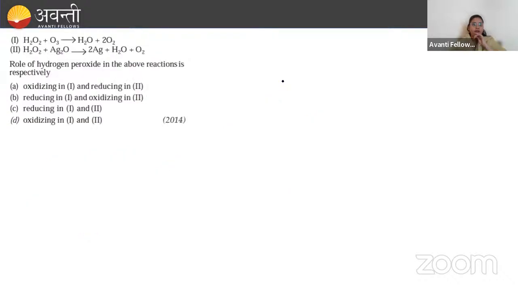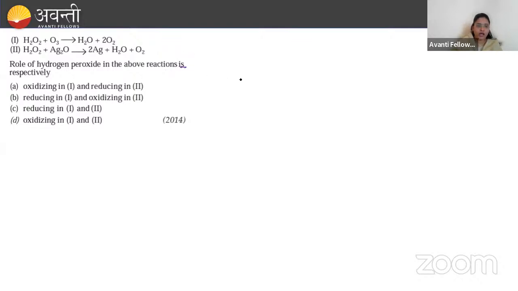Next problem. There are 2 reactions given to us, and we need to find out the role of hydrogen peroxide in the above reactions, respectively. The options are: oxidizing in 1, reducing in 2; reducing in 1, oxidizing in 2; reducing in 1 and 2; oxidizing in 1 and 2. So first of all, let's consider both the reactions.